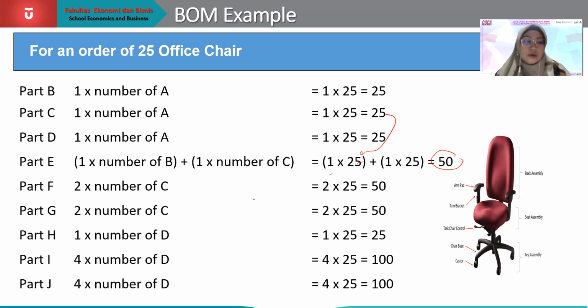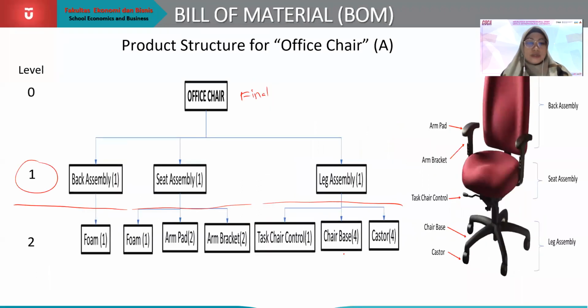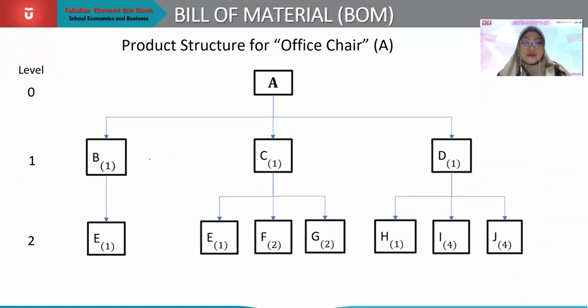Okay. So this is the same also for part F, G, H, I, J. Actually you need to put this number into this calculation. When you want to make this summary of all the components you need for making 25 office chairs, it means you need to see the bill of materials. So this is the information you need to know.